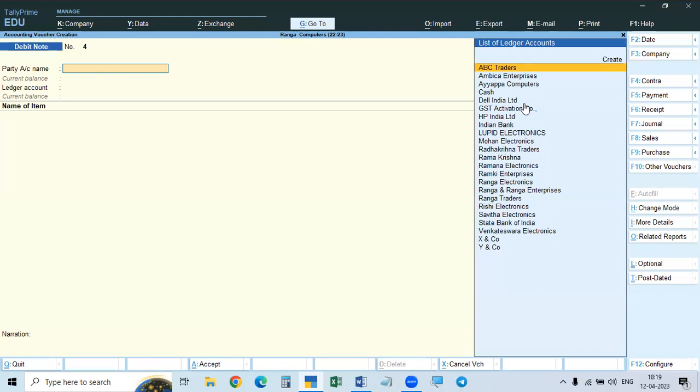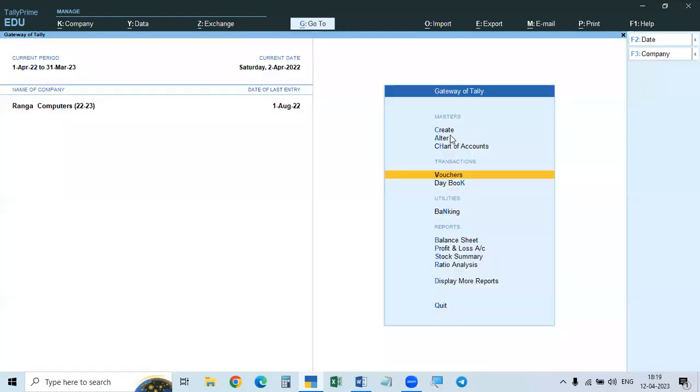Similarly, the seller also will issue notes. For the same reasons for which we issue a debit note, the seller will issue a credit note. Sometimes he will also issue a debit note, that we will take up later. Okay, so this is the first reason.